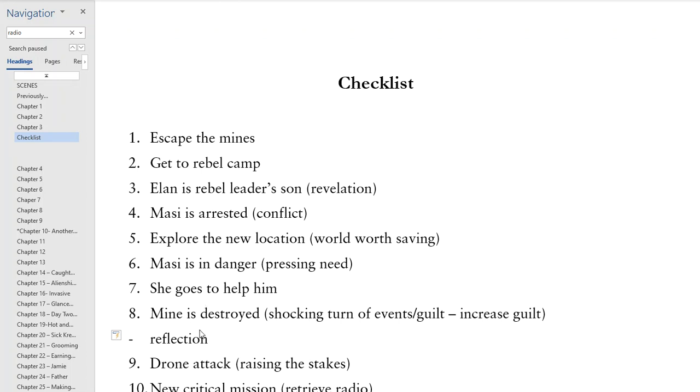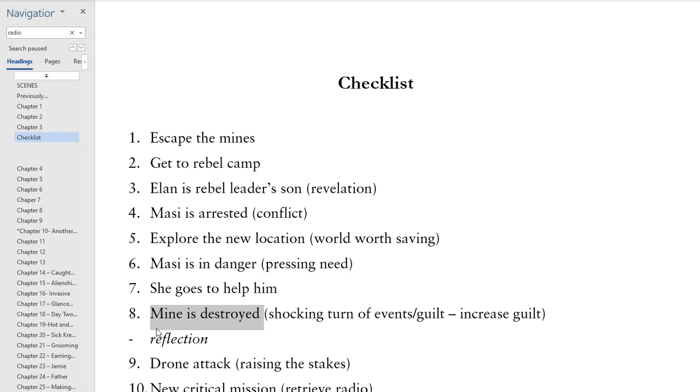And so the next thing that happens is actually a drone attack. But there's a little bit of a disconnect here because, like I said, I want a slow reflection scene. All that stuff I just talked about, guilt, that's not going to come in this scene. This is just going to be the mine is destroyed, cliffhanger, break chapter, and the next scene would have all of that deep guilt and reflection stuff.